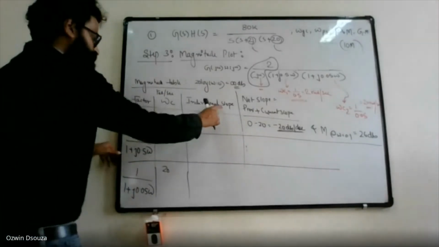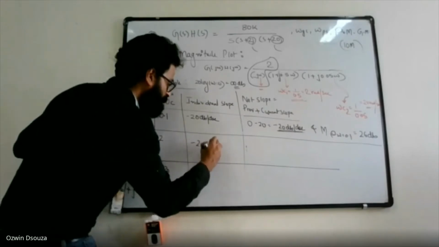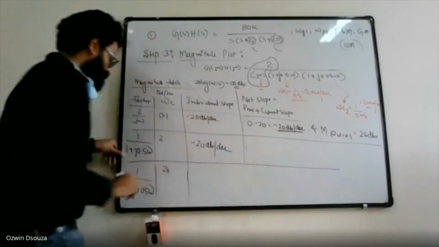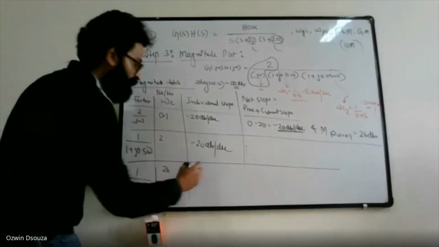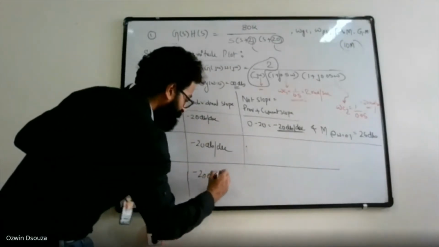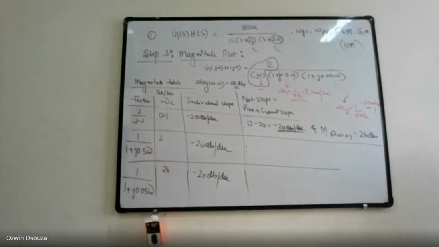So what is the individual slope given by a first order pole? It is minus 20 decibel per decade. And then this factor again, it's a first order pole, it gives minus 20 decibel per decade. From where we are writing all this? From the previous lesson, right? We have already seen. Fine.